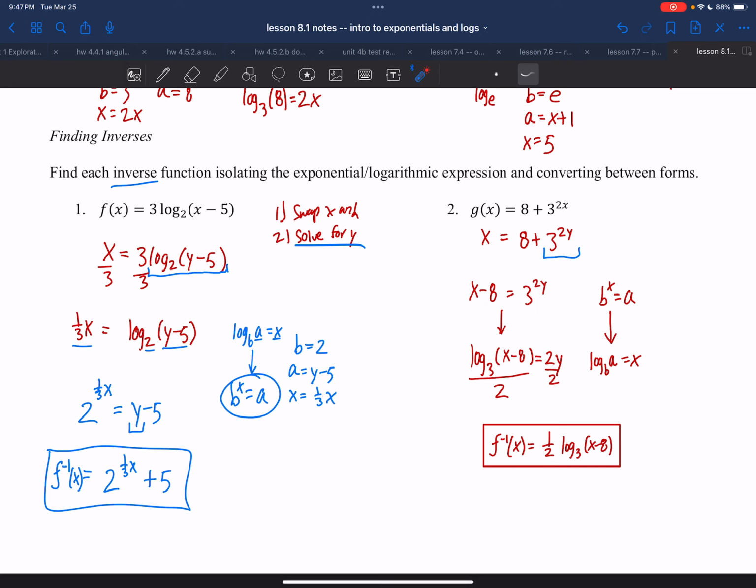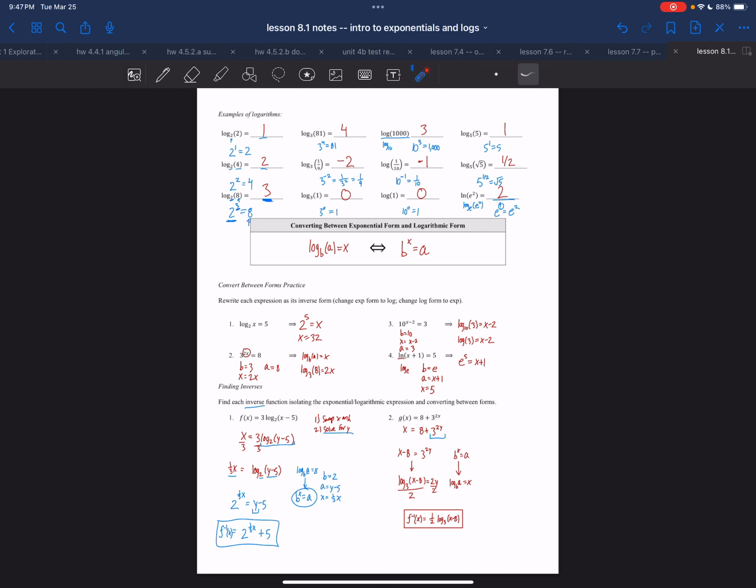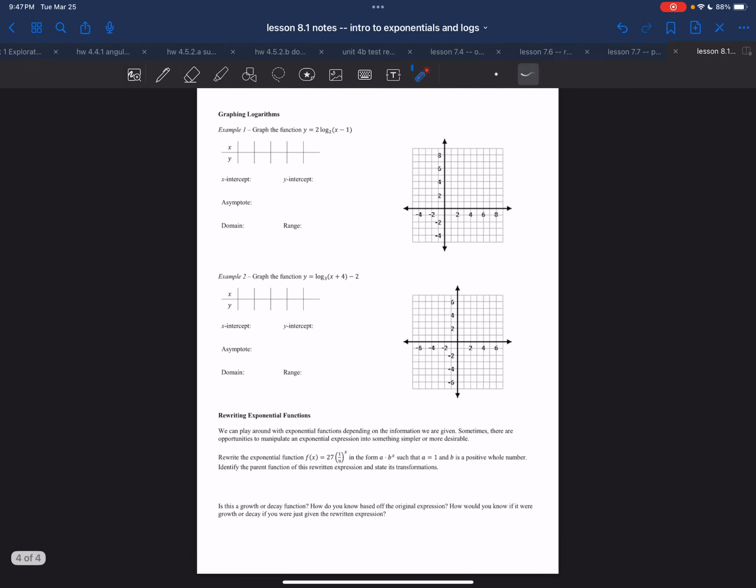It's the exact same process, but they're just reverse of each other, right? In both cases, you have to isolate the expression with the base first. If it's a logarithm, isolate the log. If it's an exponential, isolate the base and exponent, okay? And that usually involves subtracting or multiplying or whatever you need to do. Okay. All right, that's good practice.